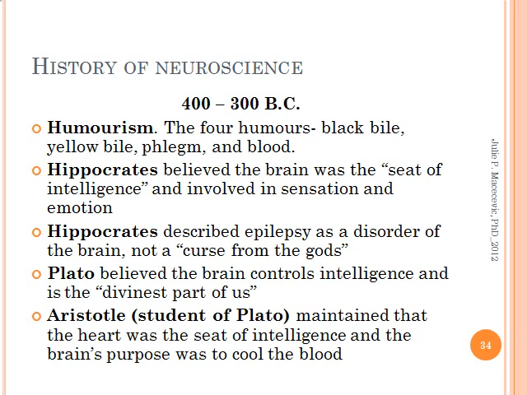Between 400 and 300 BC, the view that the heart was the source of consciousness persisted. Humorism was the common theory of the times that the human body is filled with four basic substances called the four humors, which are held in balance when a person is healthy. It is closely related to the ancient theory of the four elements and states that all diseases and disabilities result from an excess or deficit in black bile, yellow bile, phlegm, and blood.